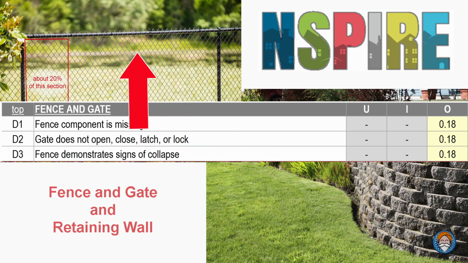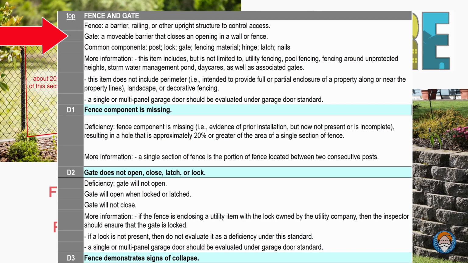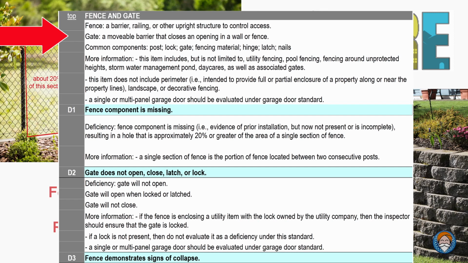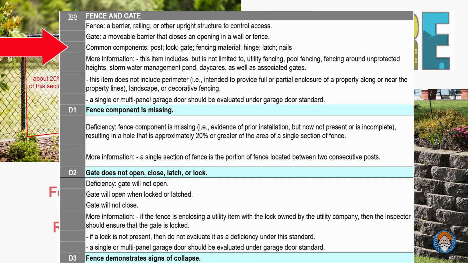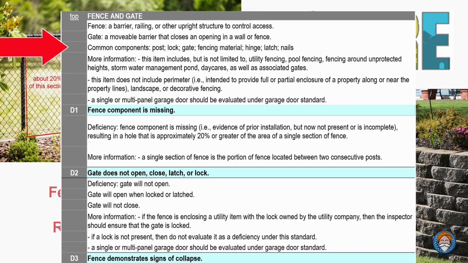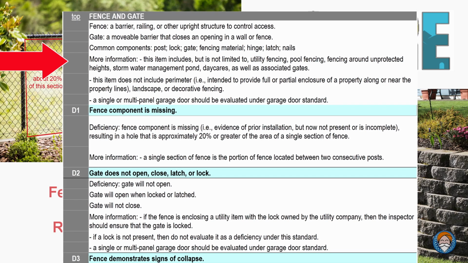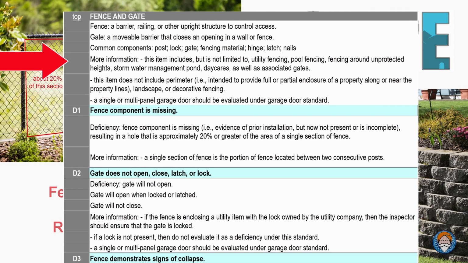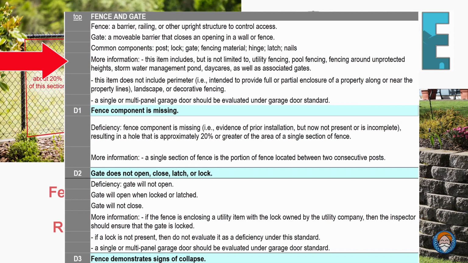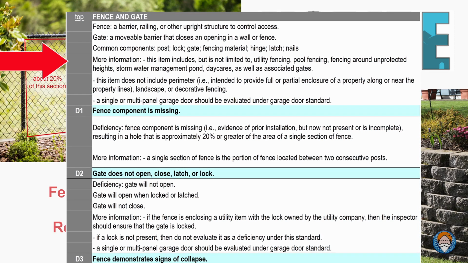So let's look at our longer definition. A fence is a barrier, a railing, or another upright structure to control access. A gate is a movable barrier that closes an opening in a wall or a fence. Common components: a post, a lock, a gate, fencing material, hinge, latch, nails. For more information, this item includes, but is not limited to, utility fencing, pool fencing, fencing around unprotected heights, stormwater management pond, daycare areas, as well as associated gates.